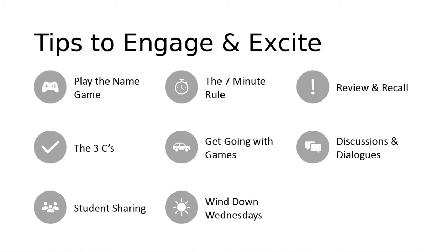The next strategy, review and recall. This gets students excited and engaged. This is the Kahoots. But what I do, this also ties into the 7-minute game or the 7-minute rule. I will do a review and recall, whether it's a Kahoot, or I may just stop the class and say, review and recall time. What was the infant mortality rate in Nigeria in 2019? We talked about this last week.